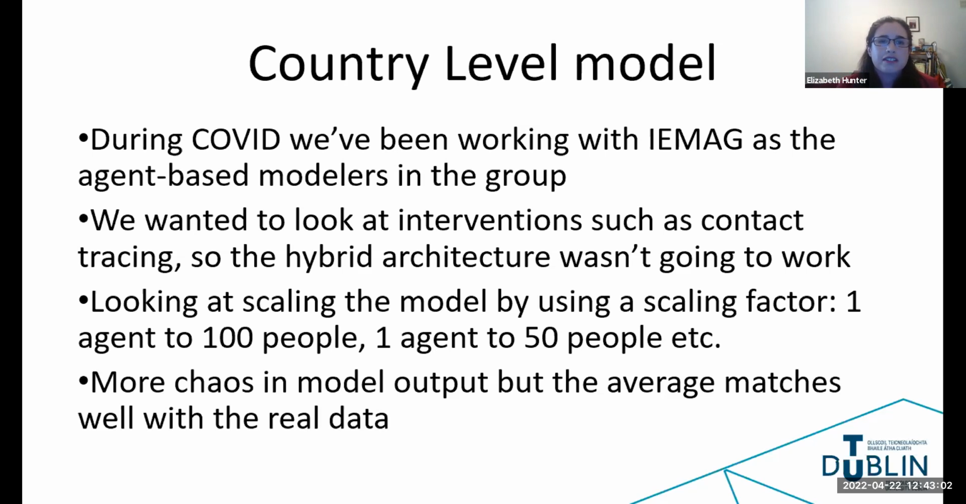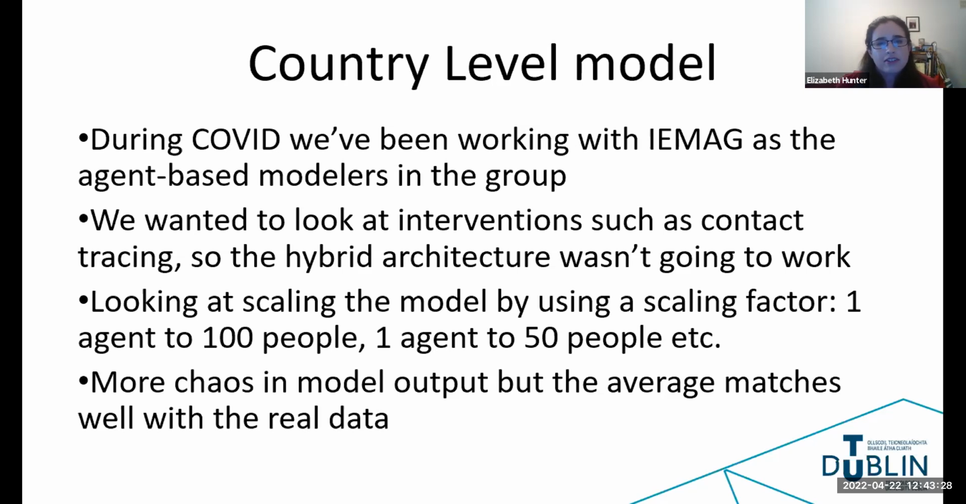And so what we did is we looked at some scaling methods. We're using a scaling factor. So we had, say, maybe one agent to 100 people or one agent to 50 people. One agent in our model represents 100 similar people in the real Ireland. We were able to do this and model the whole country of Ireland, which is just under 5 million people. And what we found when we did this testing is that if we use a scaling factor, we get more chaos or more variation in our model output.